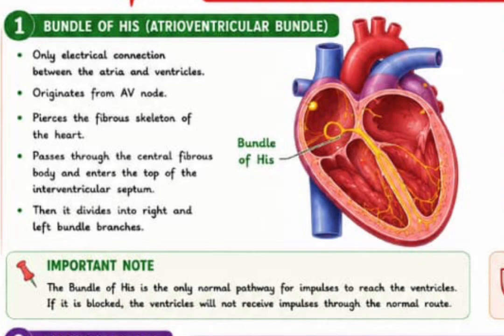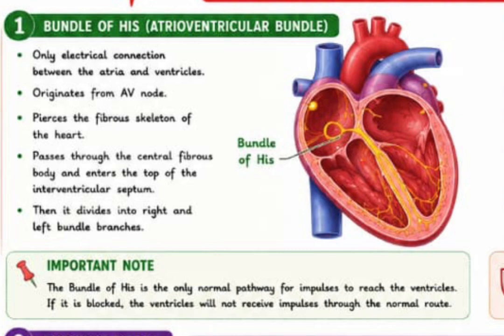The bundle of His, or we call it the atrioventricular bundle. Now, where is it located? The atrioventricular bundle is very simple. It is located in between the right and left ventricles, in the fibrous part of the interventricular septum. So it's located in between the two ventricles.